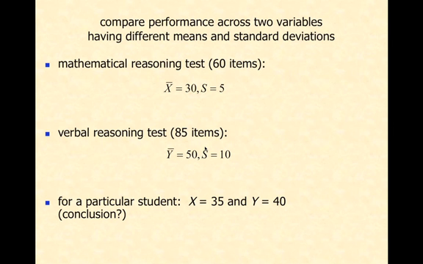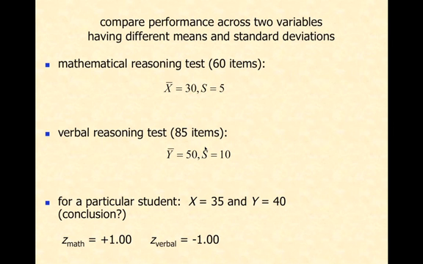But on the two tests, they are certainly different metrics. So let's take a look. If we look at the math score, we see that they got a 35. Now 35 is less than 40, yet their z-score for math was plus 1.0.